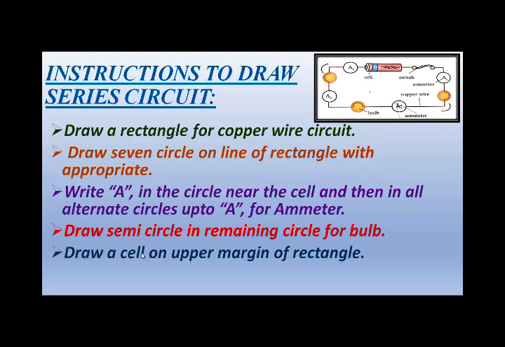Okay, after it, draw a cell on the upper margin of the rectangle. Draw a cell for the upper margin of the rectangle, meaning you will draw a cell or the battery with the help of the rectangular shape. At the end, what you will do? You will draw a switch beside the cell. I hope it is clear, students.